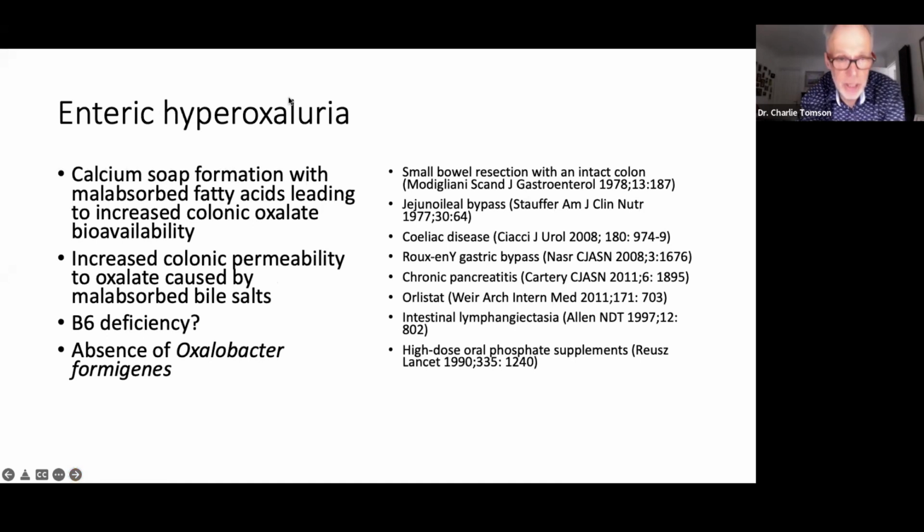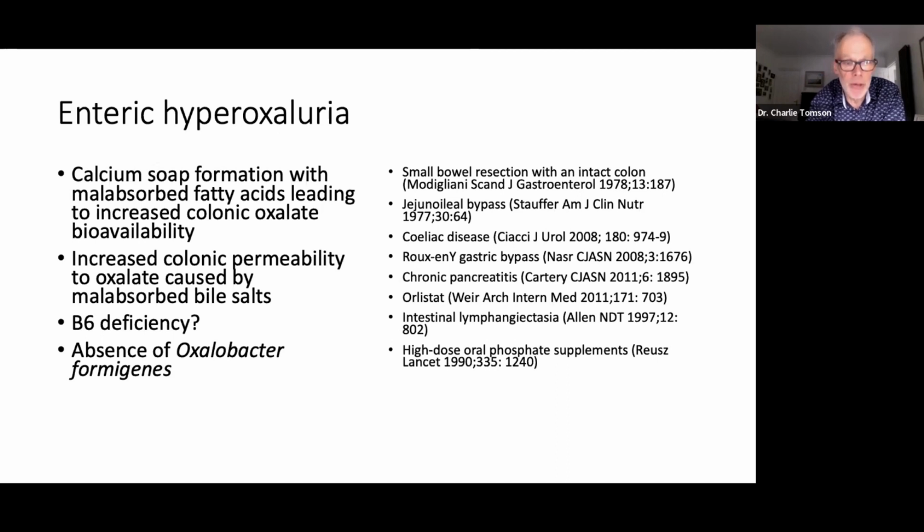So this is a classic case of enteric hyperoxaluria, in which ileal disease leads to hyperabsorption of oxalate in the colon. And the pathogenesis is complicated, but summarized here. Calcium soap formation with malabsorbed fatty acids means that the calcium comes out of solution. And as I've said earlier, the less calcium in the colonic lumen, the more easily oxalate is absorbed. It's also a fact that malabsorbed bile salts cause an increase in colonic permeability to oxalate.